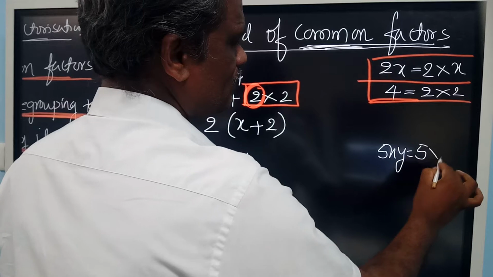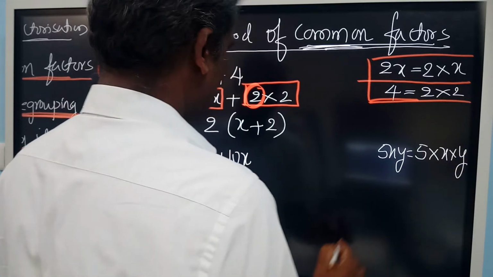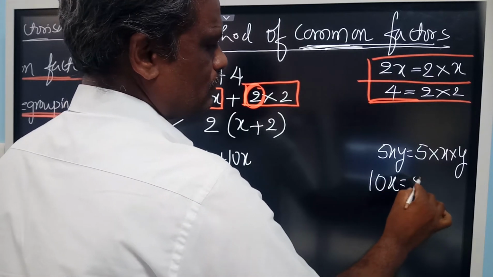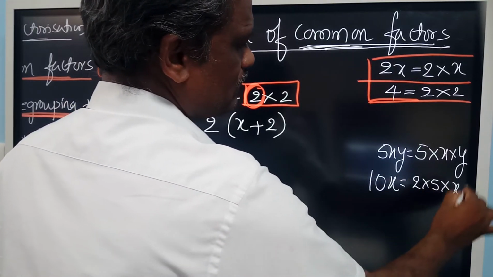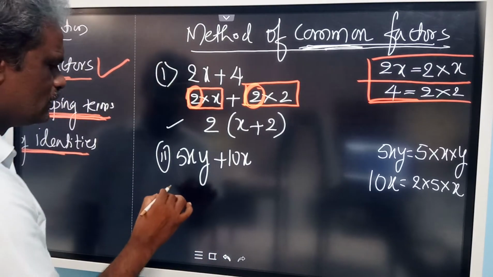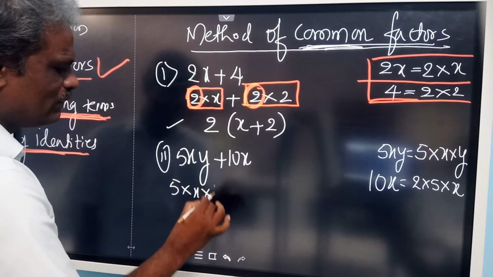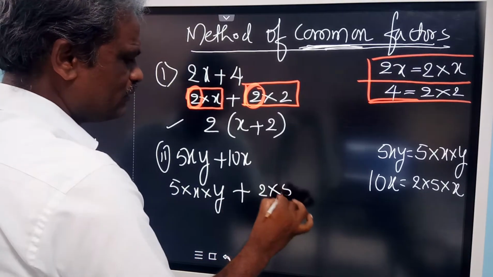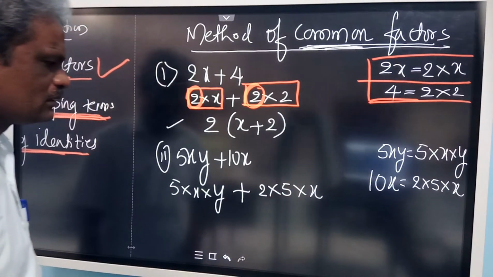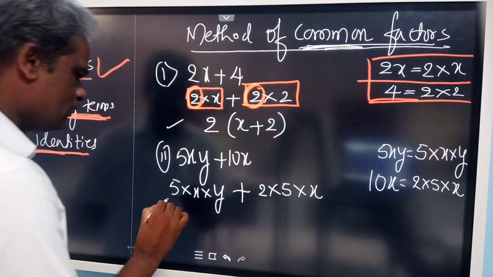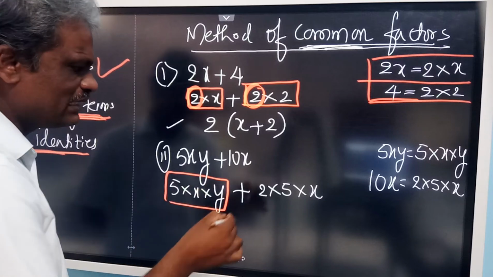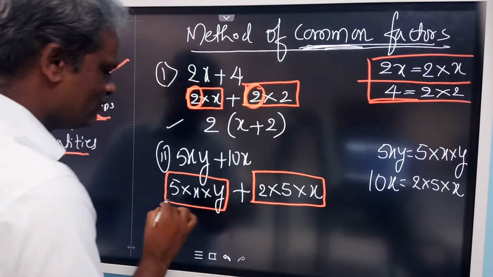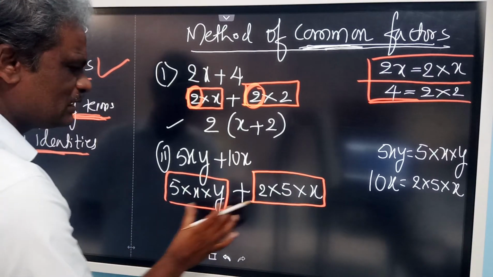You can write 5 into x into y, and 10x is 2 into 5 into x. So let us split here now: 5 into x into y plus 2 into 5 into x. So now here we have two groups. This is the first group. To make you understand, I am writing like this with a box, but don't write the box like this. This is the first term, this is another term.